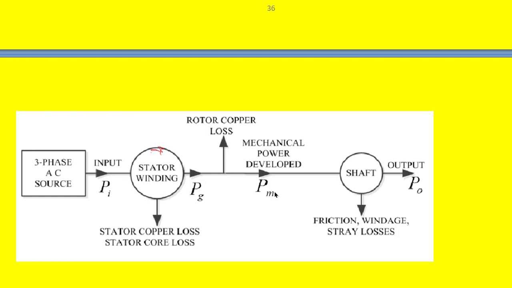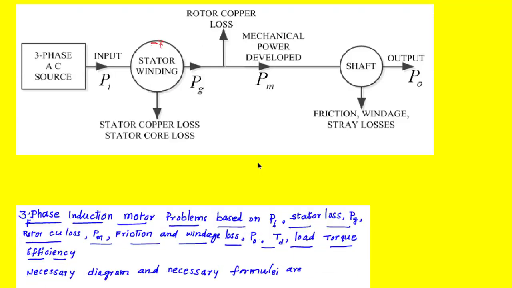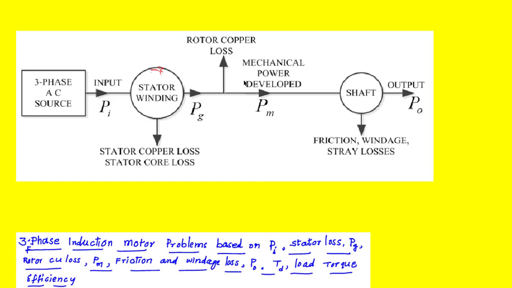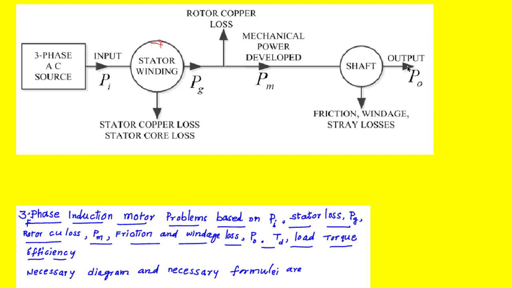So next, let me go to the equivalent circuit and get the formulas for various stages. Here basically we are going to solve problems based on the input power, stator losses, air gap power, rotor copper loss, mechanical power developed, friction and windage losses, output power, torque developed, load torque, and efficiency. Efficiency means output divided by input, that is P0 by Pi.